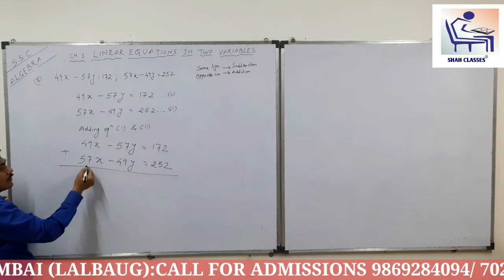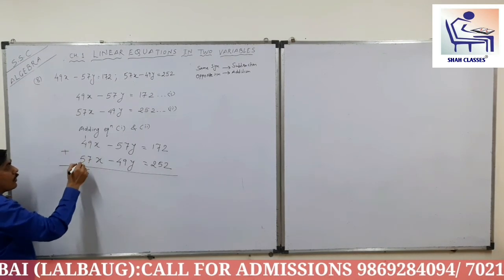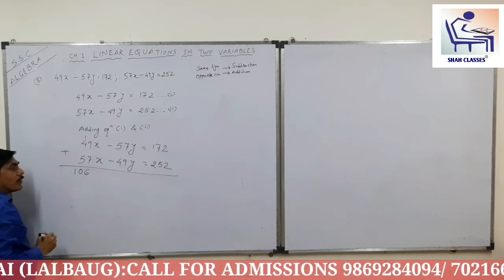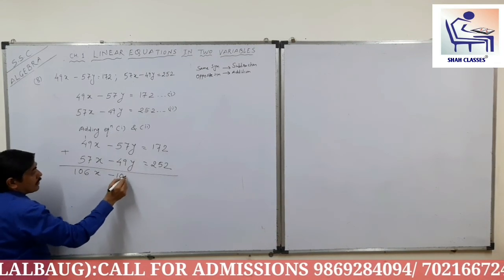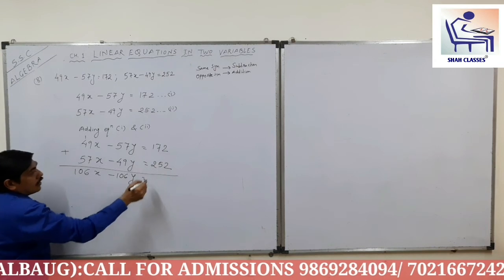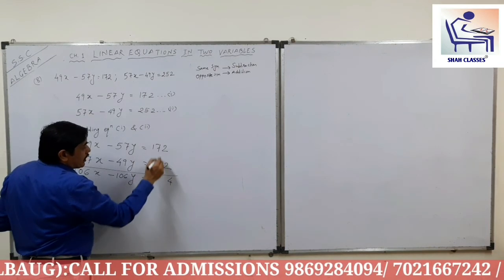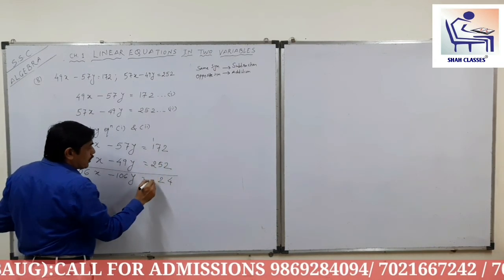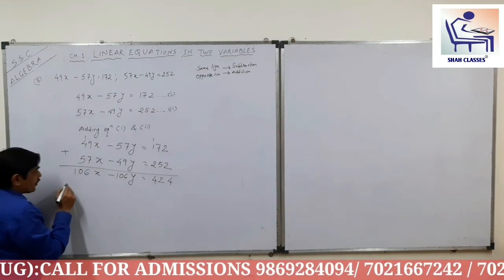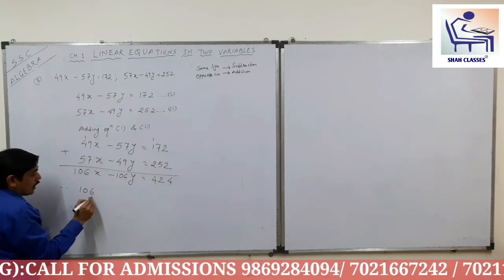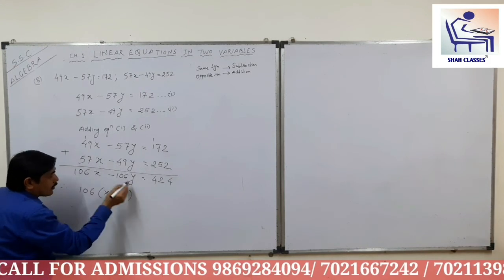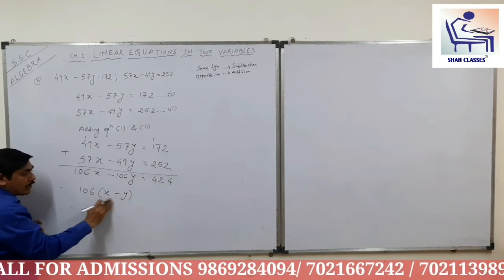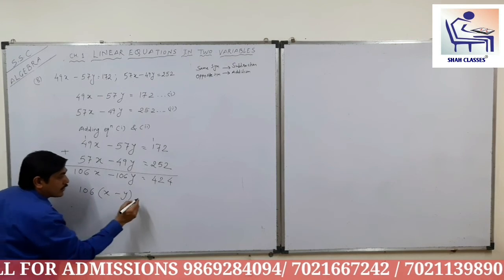So 49, 9 plus 7, 16, 1 carry, 1 plus 4, 5. So 5 plus 5, 10. 106x minus once again 106y. 2 plus 2, 4. 5 plus 7, 12, 1 carry, 2 plus 2, 4. So here we are getting the common as 106 into x minus y. Please remember, common and uncommon part we are separating it.